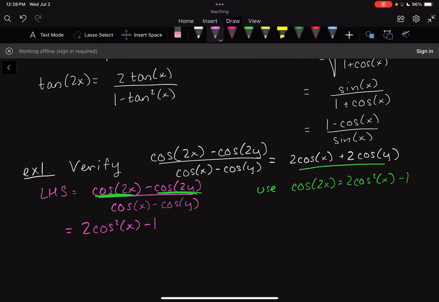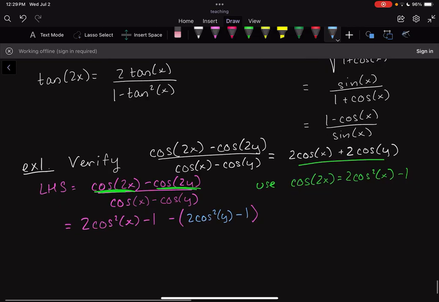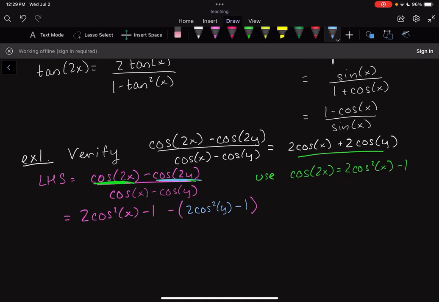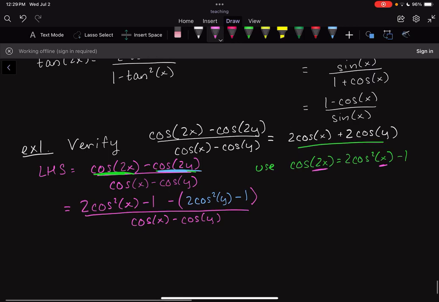And then cosine 2y is going to become, be careful here, you want to keep parentheses because we have that minus in the front. This will become 2 cosine squared y minus 1. And so I applied it to this identity, it's just instead of seeing an x, I saw a y. And this is all over cosine x minus cosine y.